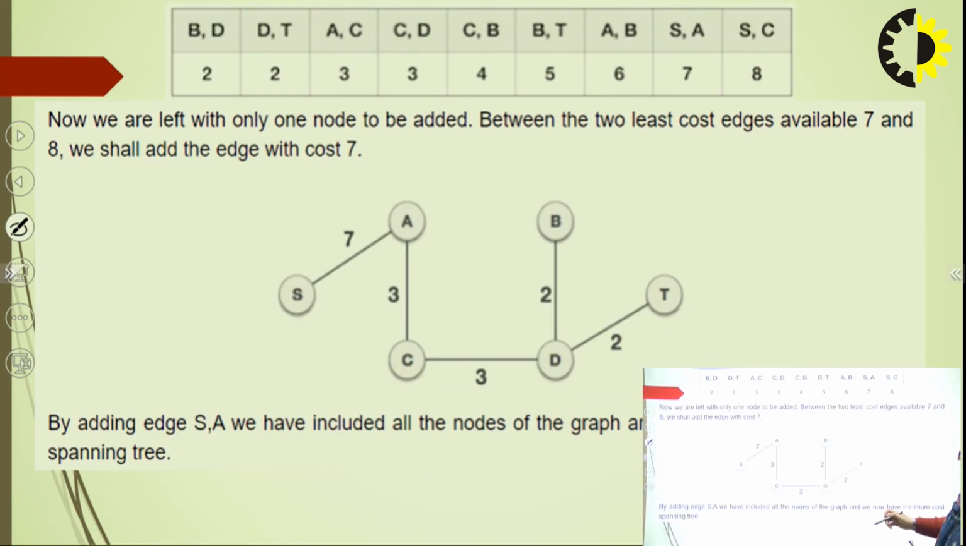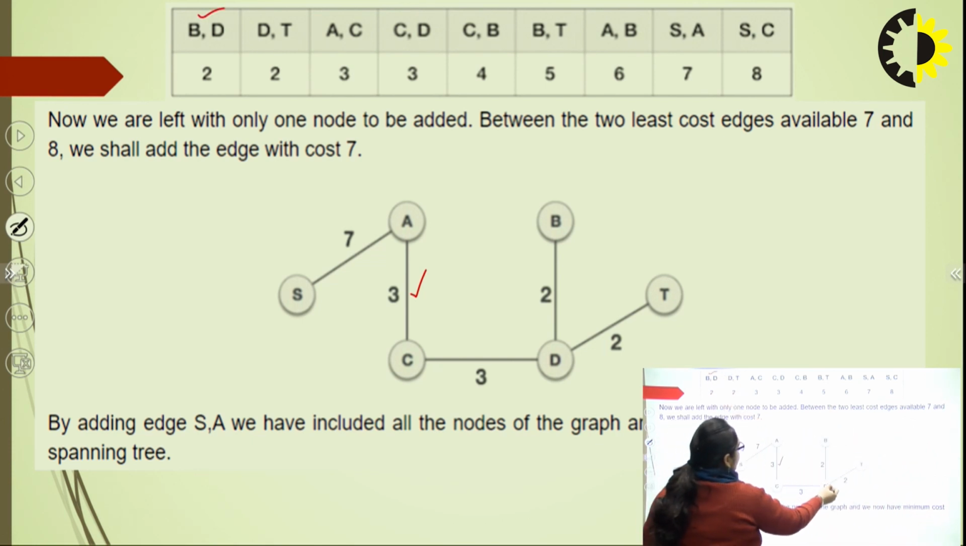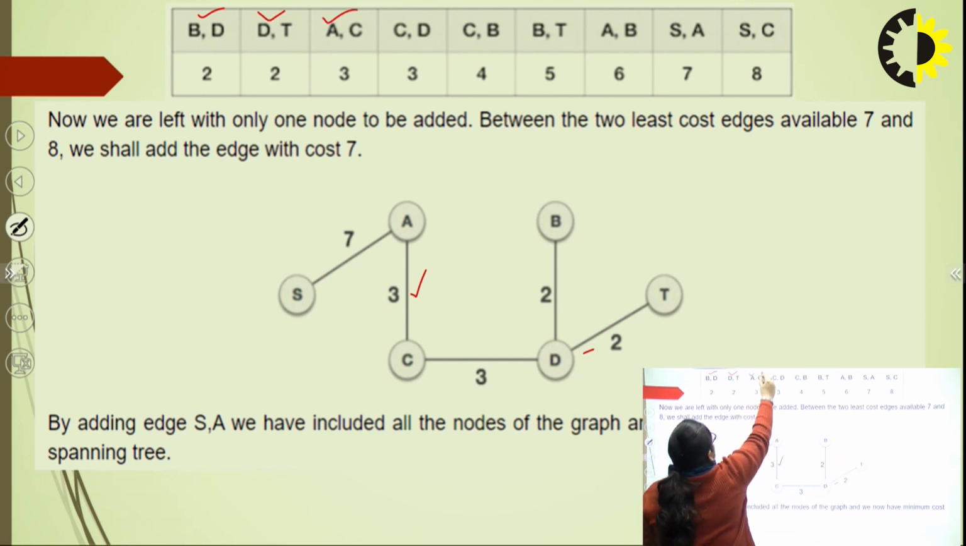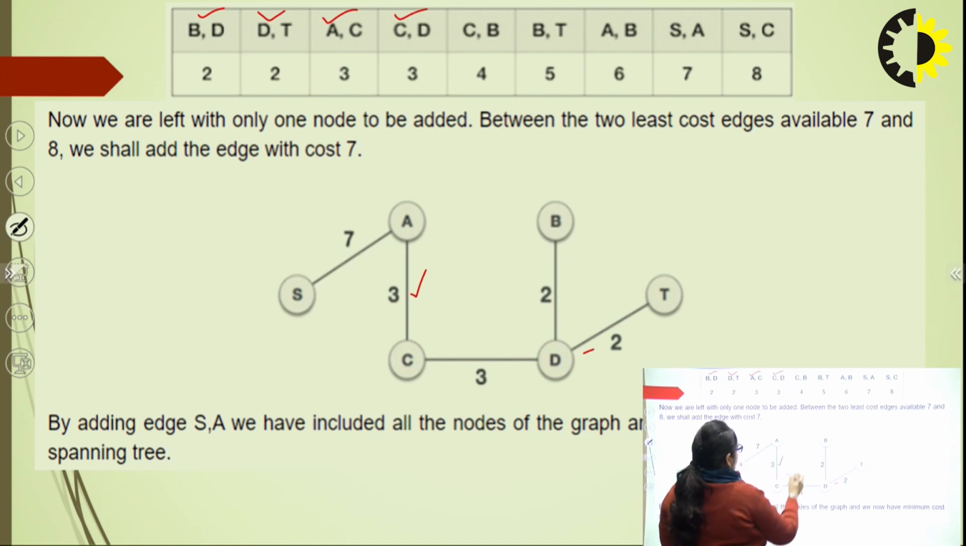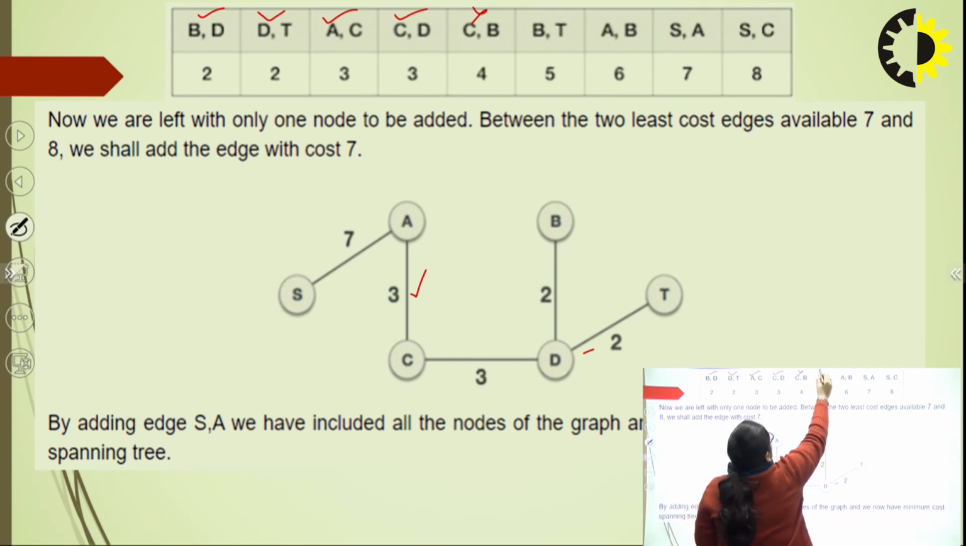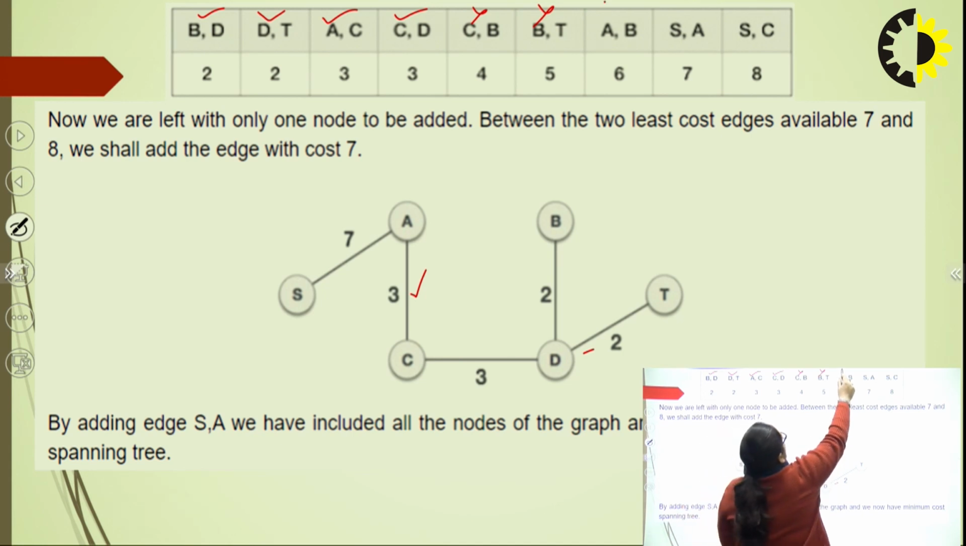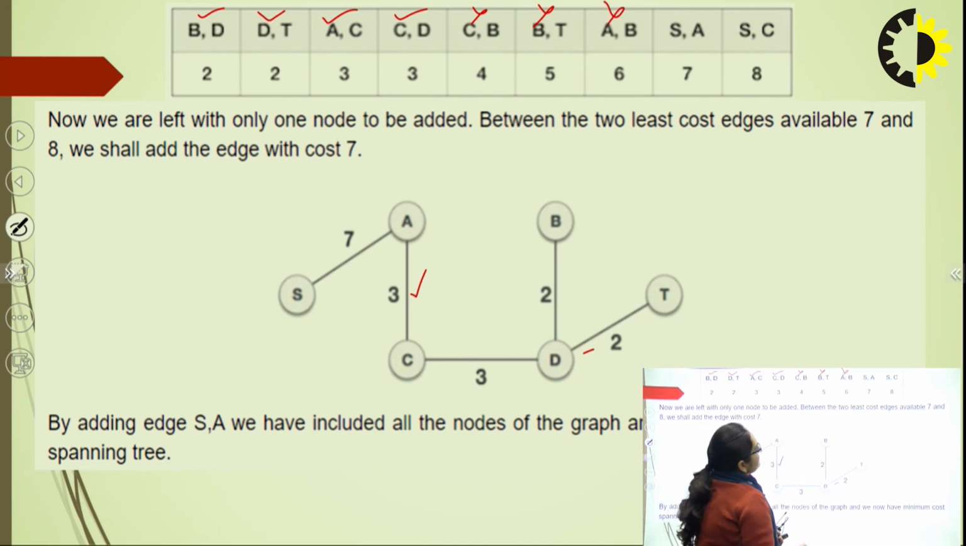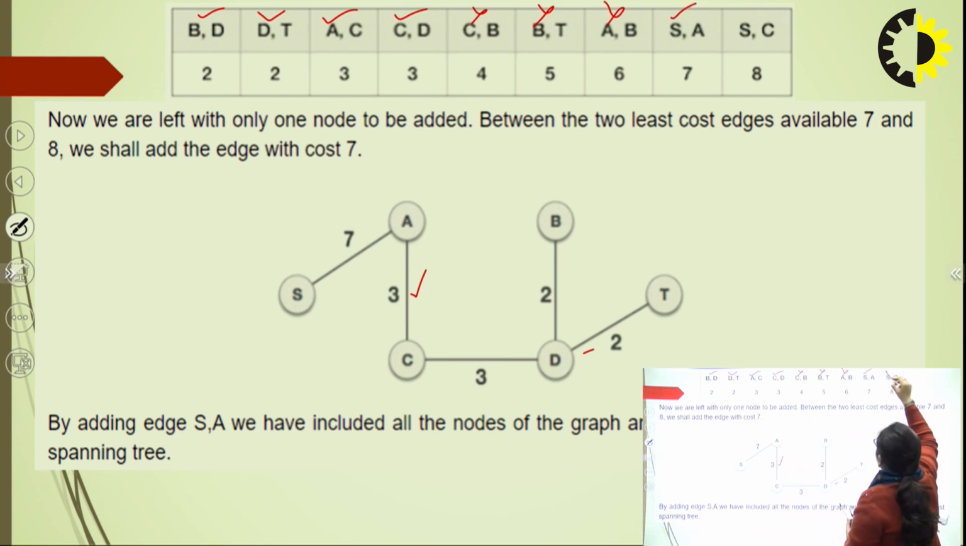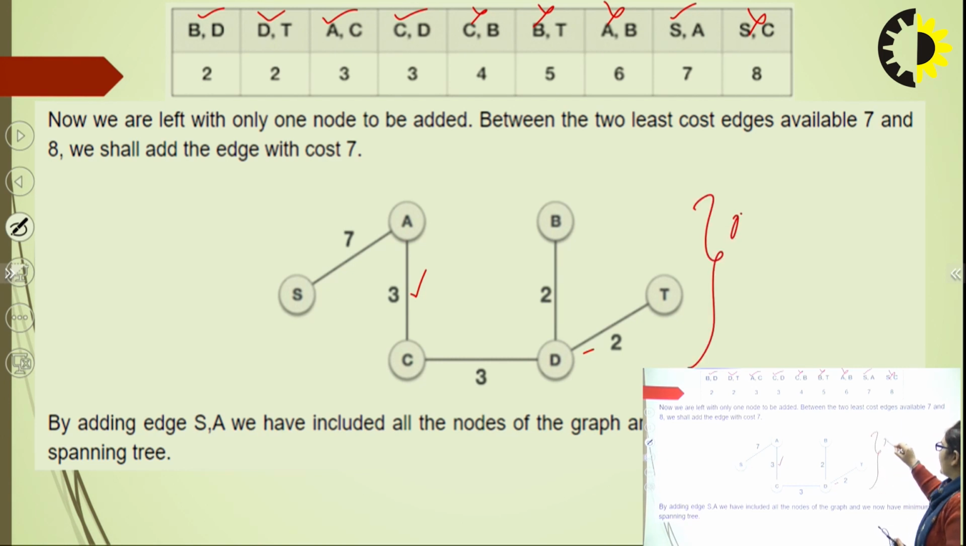So in the output, we have to include AC. First we have included BD. Yes, we can include BD. Then after that we have also included DT, and AC is also included, CD is also included, but we have not included CB because it was creating a cycle. We also have not included BT because it was creating a cycle. We have not included AB because it is also creating a cycle. We have included SA but not included SC because it was creating a cycle. So this is the final minimum spanning tree.